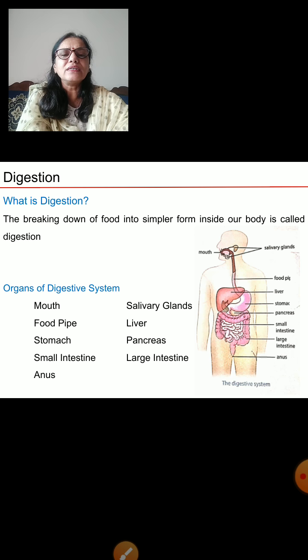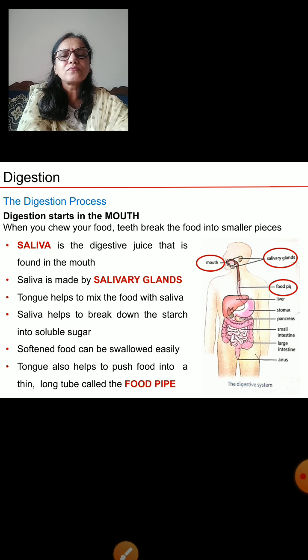So these are the organs of digestive system like mouth, food pipe, stomach, small intestine, salivary glands, liver, pancreas, large intestine and anus. You can very well see in the picture also. So the digestion starts in the mouth. When you chew your food, teeth break the food into simpler pieces.